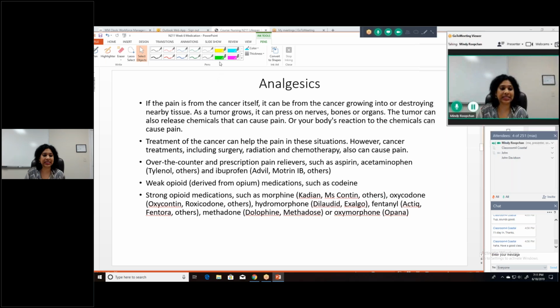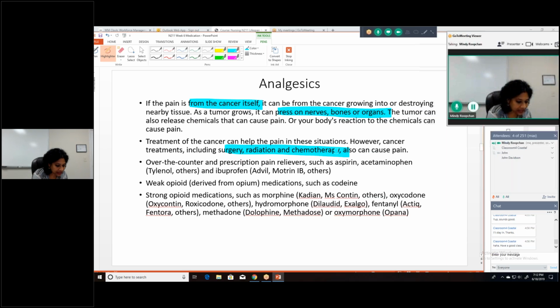For analgesics, if the pain is from the cancer itself, it can be from either the cancer is growing or it's destroying nearby tissue. As a tumor grows, it presses on nerves, bones, and organs. It also can release chemicals that will make the patient have pain. So treatment for the cancer can help the pain in these situations. However, cancer treatments include surgery, radiation, and chemo. They will also cause pain. So while you're trying to help the patient, other things are causing pain.